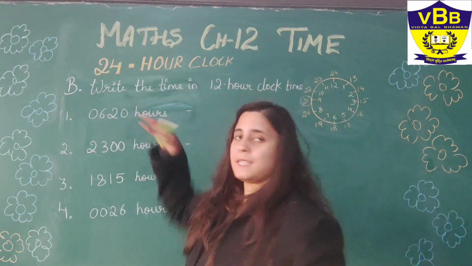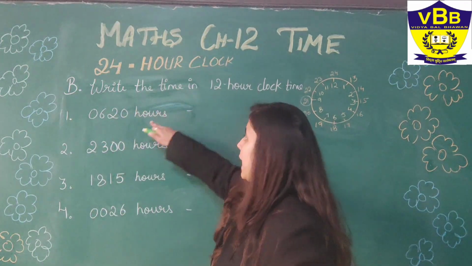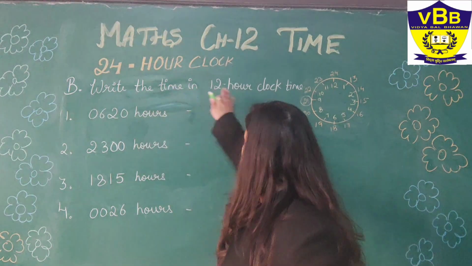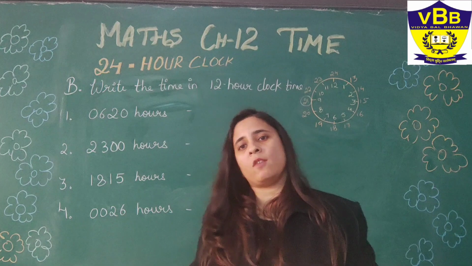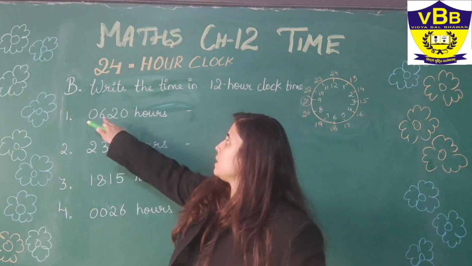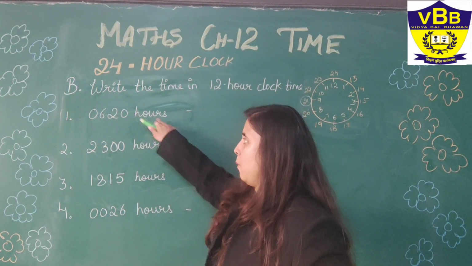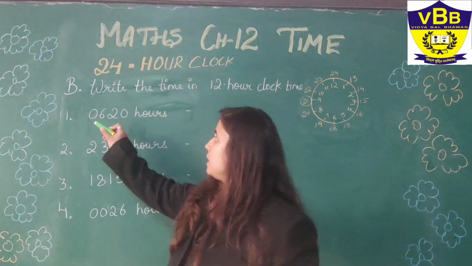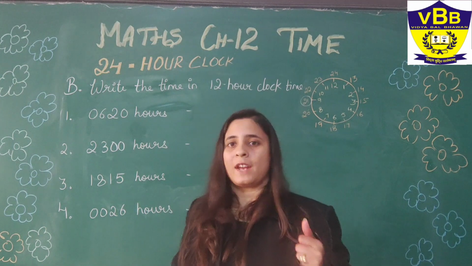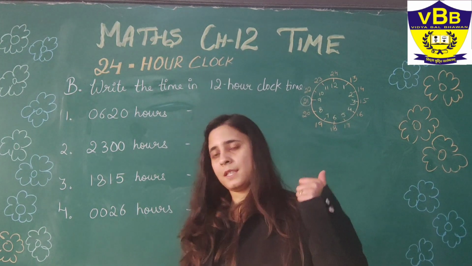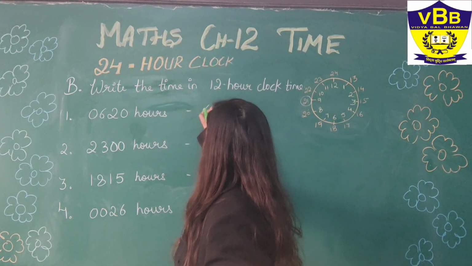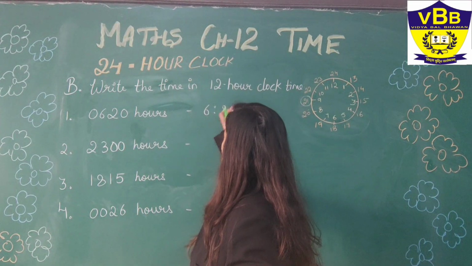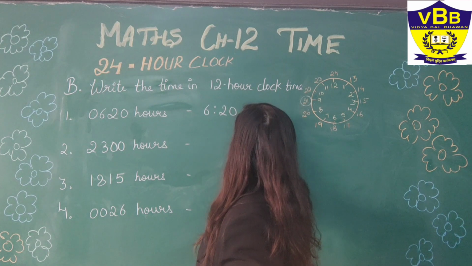Now in B part the same thing we are supposed to do. Time is given in the 24-hour clock format and we have to convert it into 12-hour clock format. It is 0620 hours. That means 6:20 hours. So it is written 06, right? So that means it is AM, 6 in the morning. 06 means 6 and last 2 digits are minutes, so it will become 6:20 AM.